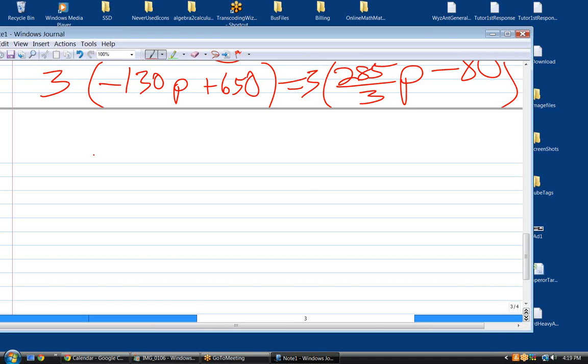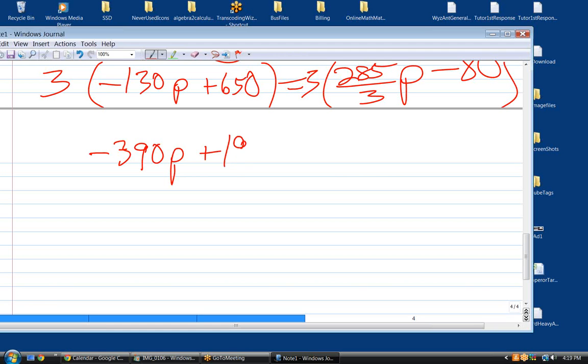Get negative 390 p. 1950, said you don't have a calculator, but 1950. It's 1950. Yeah, no, I don't need you to be able to do that. What does 3 times 285 over 3p equal to? This you should be able to do without a calculator. How do I do this, Patrick?